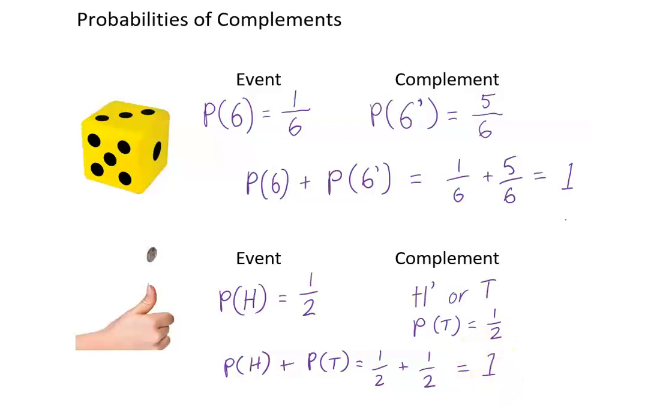When we add probabilities together, probabilities of complements, they will always be equal to 1.